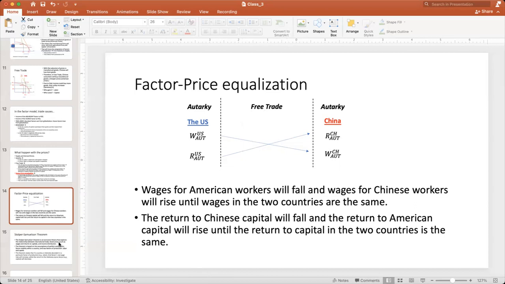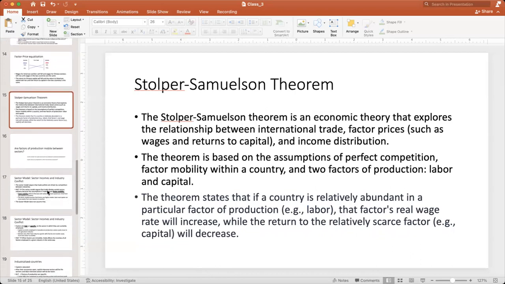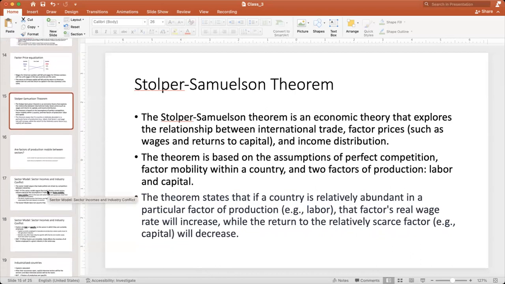However, this idea of factor price equalization is the base of one of the most important theorems in international political economy and in trade economics, which is the Stolper-Samuelson theorem. Remember, Samuelson was the scholar who created this type of model and who won the Nobel Prize because of that. The Stolper-Samuelson theorem is an economic theory that explores the relationship between international trade, factor prices, and income distribution. The theorem is based on the assumption of perfect competition, factor mobility within a country, and two factors of production, labor and capital.